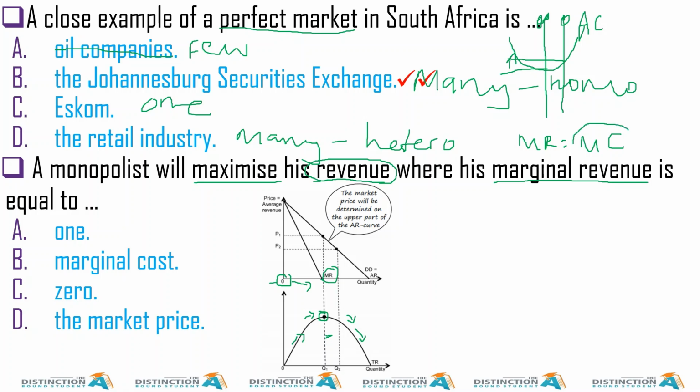But the question is, when does it reach its maximum? And like I said, if you know MR is equal to MC, many people are going to make a mistake and say the answer is B. But the truth is the answer is C.